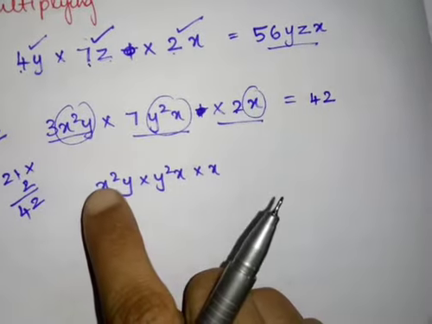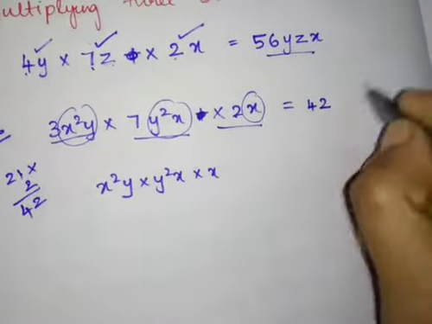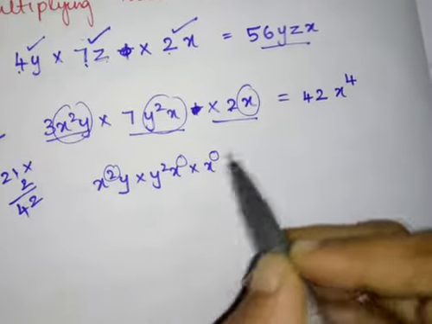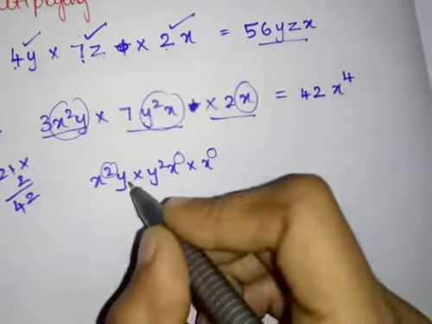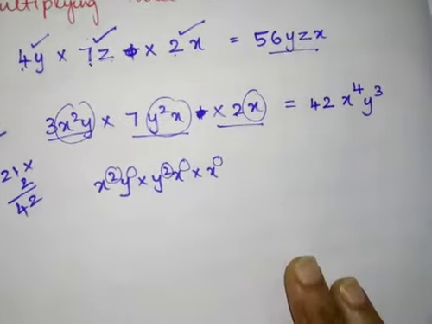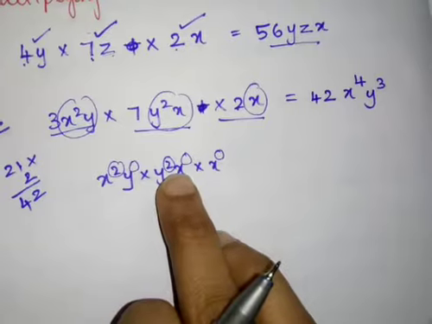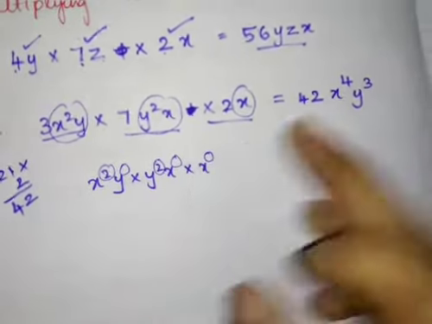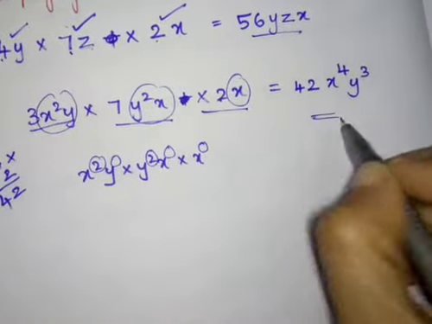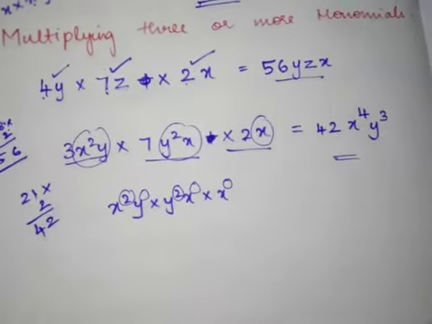So how many x terms are there? x square, x, and x, so x power 4, because 2, 3, 4. Next, how many y terms are there? 2 and 1, 3, so y cube. See, I am just multiplying the x terms first. x square into x is x cube. x cube into x is x power 4. Next, y square into y is y cube. So 42 x power 4 y cube is the answer. So we are just multiplying the given terms.